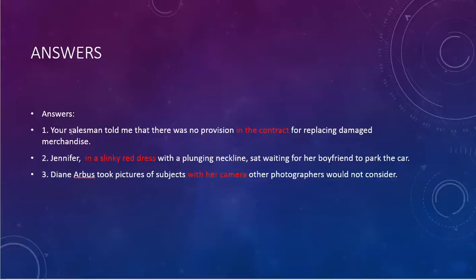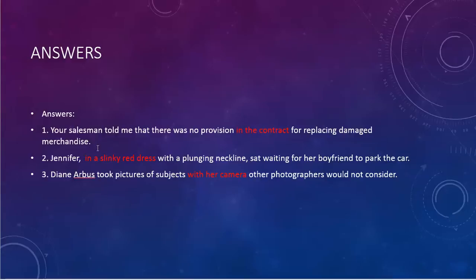Here are the answers. Your salesman told me there was no provision in the contract, was the phrase that had to be moved, for replacing damaged merchandise. It was the provision in the contract. That's where the modifier belongs.